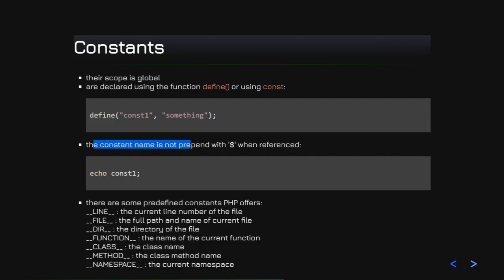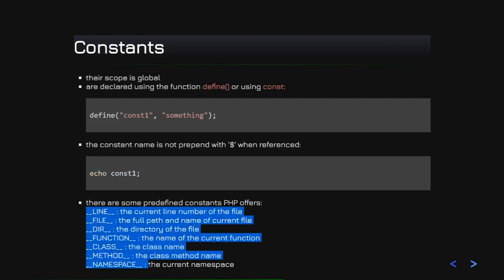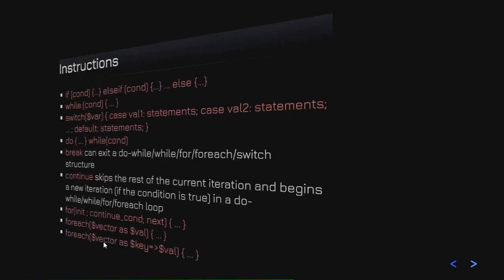The constant name does not need to be prepended with a $ sign. Only variables need to be prepended with a $ sign. So you see here an example. Some predefined constants that you see here are predefined by the PHP environment. This one defines the current line, the current file, the current directory, current function, class, and so on.